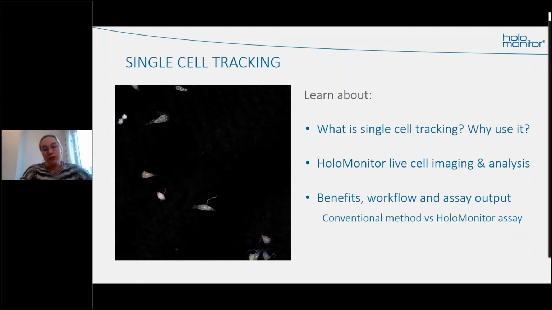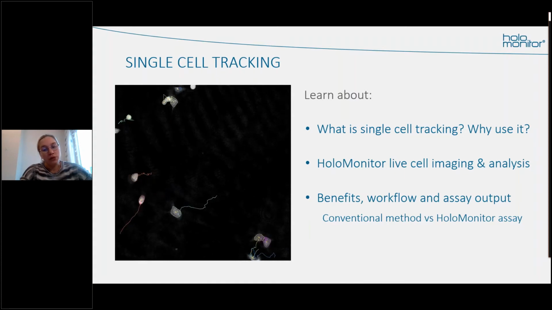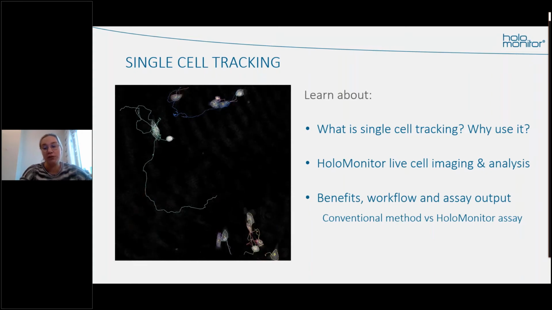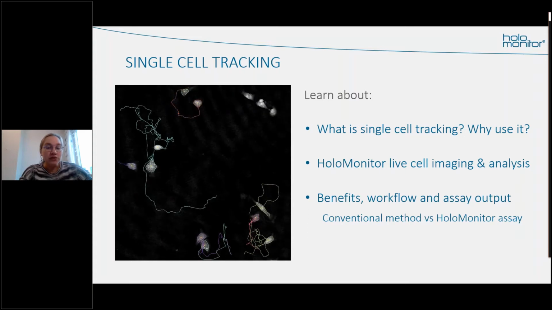As you can see in this movie of MCF7 cells growing for 24 hours, different cells behave in different ways. Some move a lot, some only a little. Some divide, whereas others don't. You can also see how the cell morphology changes when the cell moves or divides. To be able to study these cellular behaviors in more detail, researchers use single cell tracking.